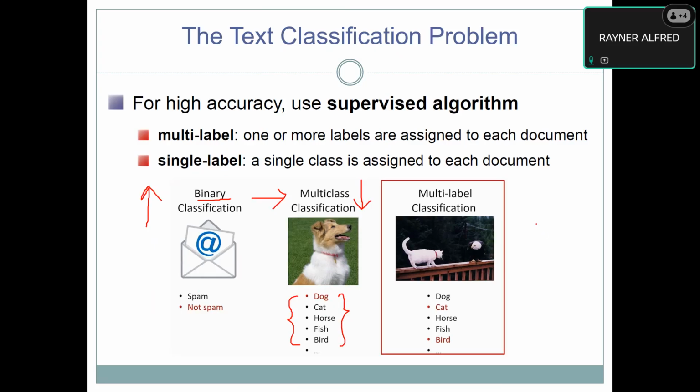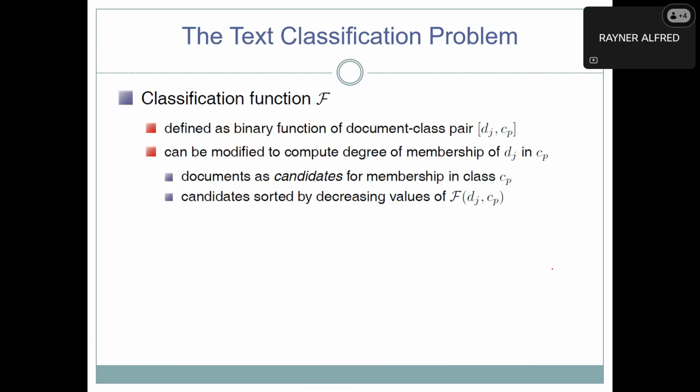And we also have multi-level, in which one image can be categorized into two labels. So this is multi-level: one or more labels are assigned to each document. That is the definition of multi-level, binary classification and multi-class classification. Both of these are single level, and this one is multi-level. The function that we want to develop depends on the content of the document that we have. When we have a binary classification, we will have a binary function to associate the document with the class.